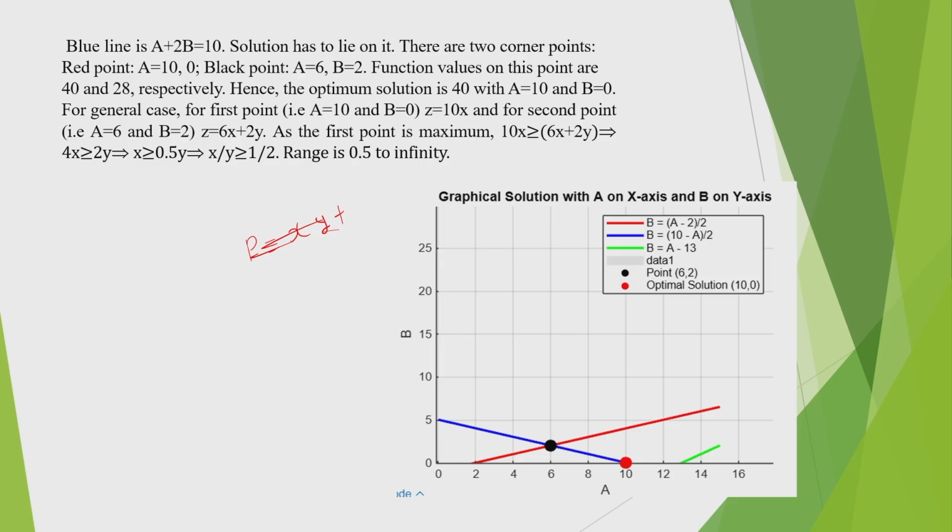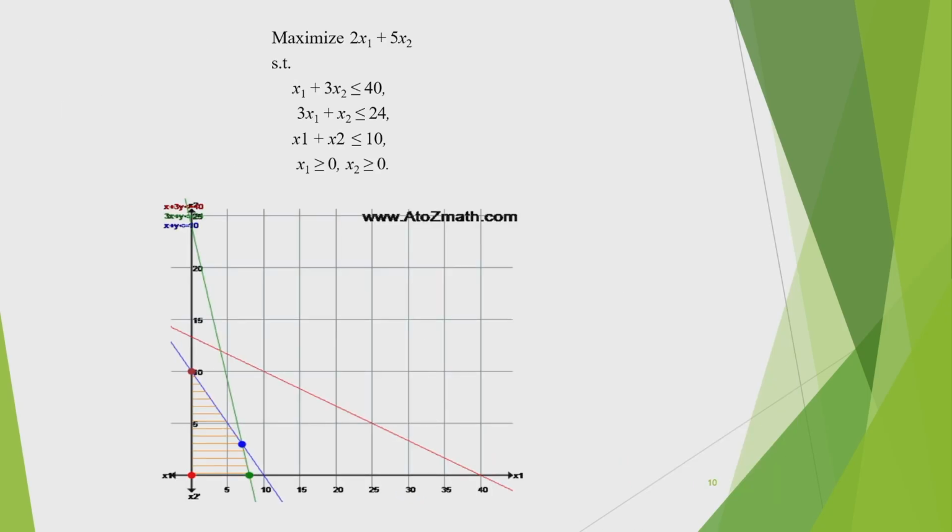So as the first point is maximum, if you put the condition for what range of x and y this solution will be valid only at that point, we have to say 10x is greater or equal to 6x plus 2y. By solving that we get the range of x by y: as long as x by y is greater or equal to 1 by 2, the same point will give the solution. So this is called range of optimality. The range of optimality is 0.5 to infinity.